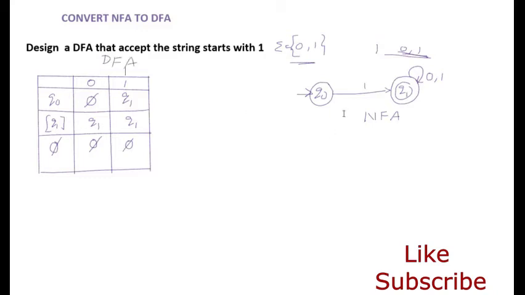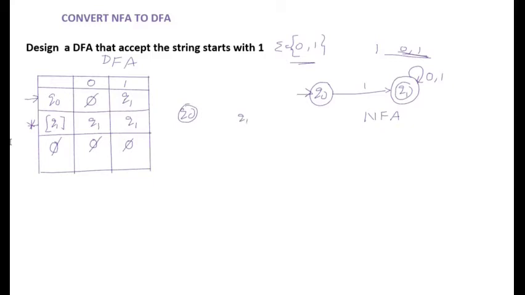Now we need to find the starting state and final state of this DFA. In the NFA, Q0 is the starting state and Q1 is the final state. So here in the DFA, Q0 is the starting state. We have to represent it with an arrow mark here, and Q1 is the final state, so we need to put a star. Let us redraw this DFA.